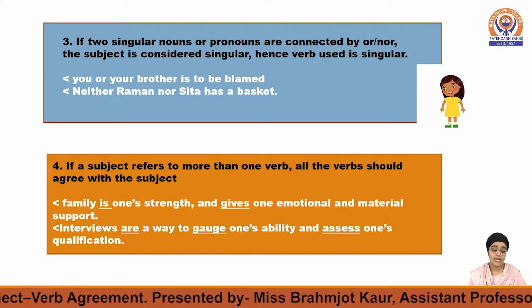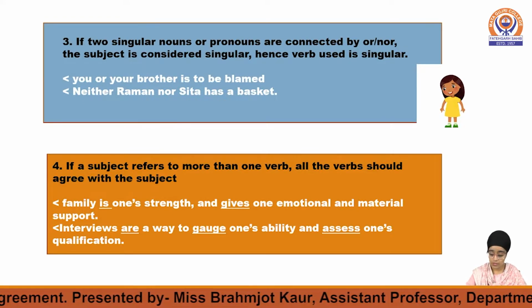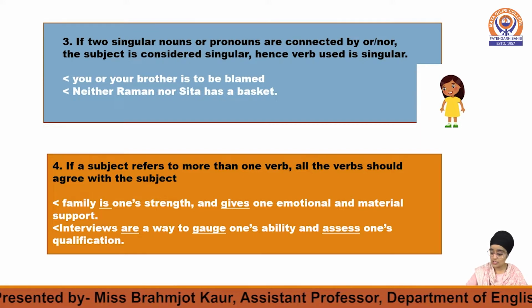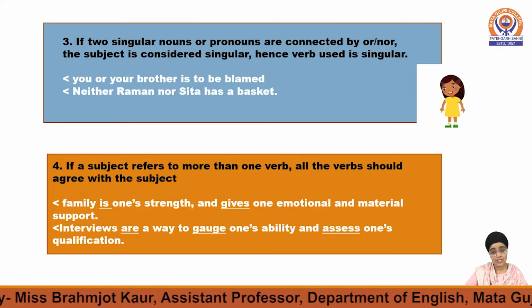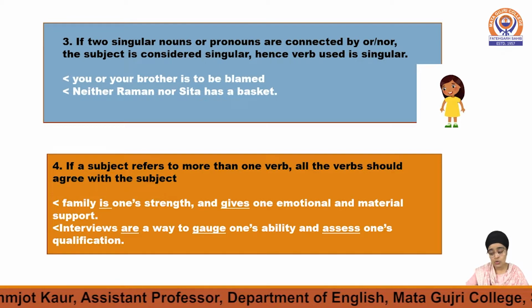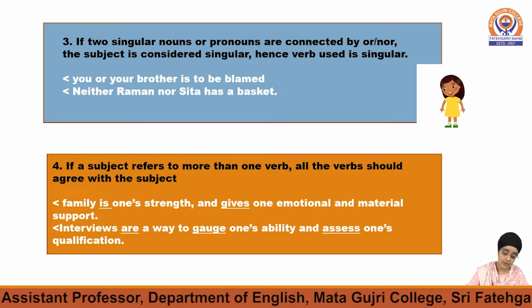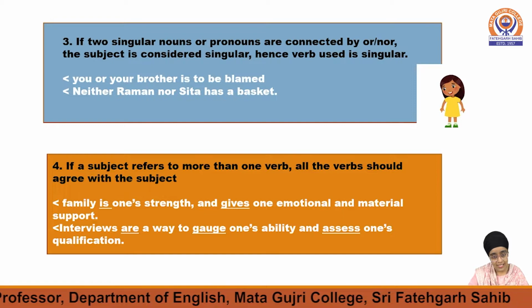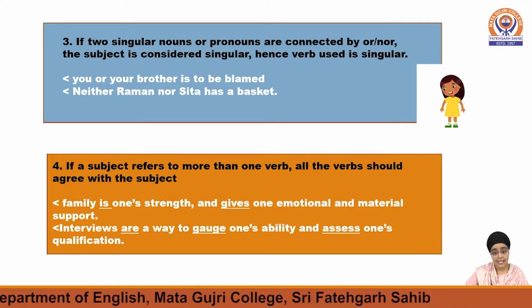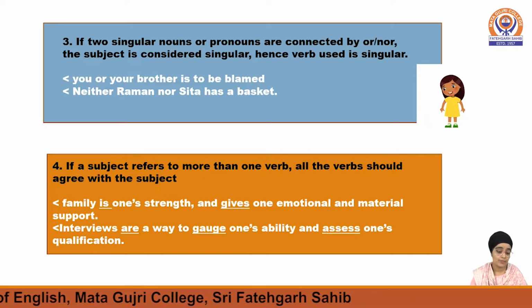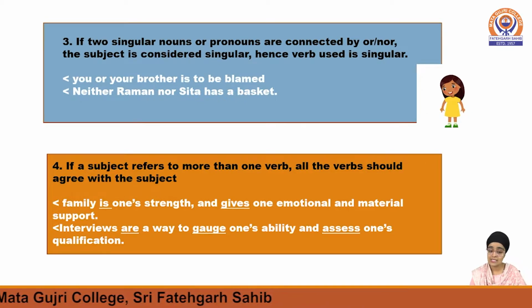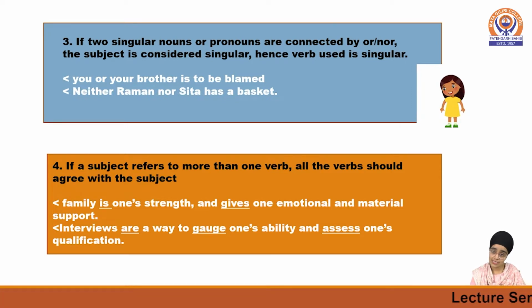Fourth, if a subject refers to more than one verb, so I have a sentence in which there is one subject and that subject is addressing more than one verb, all the verbs will have to agree with the subject. That is, if the subject is singular, then all the verbs addressed by that subject will be singular. Example: family is one's strength and gives one emotional and material support. So both verbs go with the singular noun, a collective noun, but a singular noun, family. So that is why both are singular.